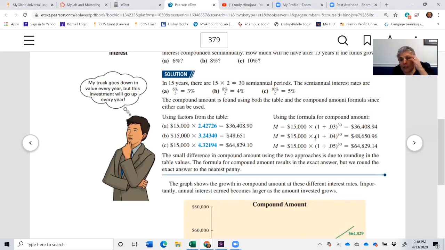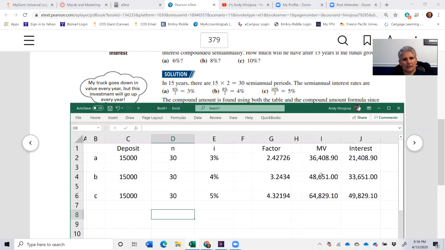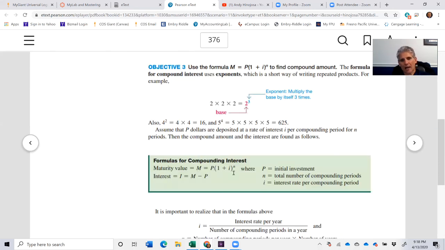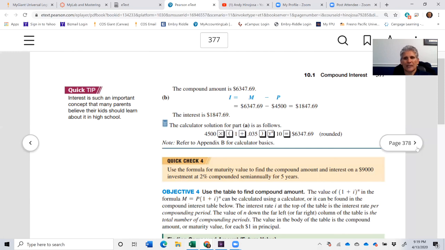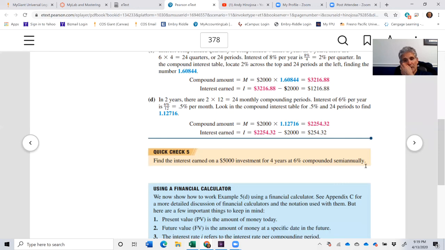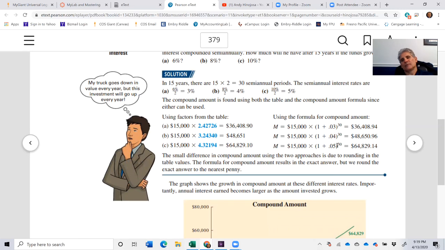If you use the formula, you would take the same 30 periods and 0.03 or 3%, and plug them into that formula that we learned previously. What's that formula? P, open parentheses, 1 plus i, to the power of n. Using this formula, you'll find that there'll be small differences between the two answers. The formula is going to be a little bit more precise, but you're going to have to do some rounding and using the calculators to make that all work.